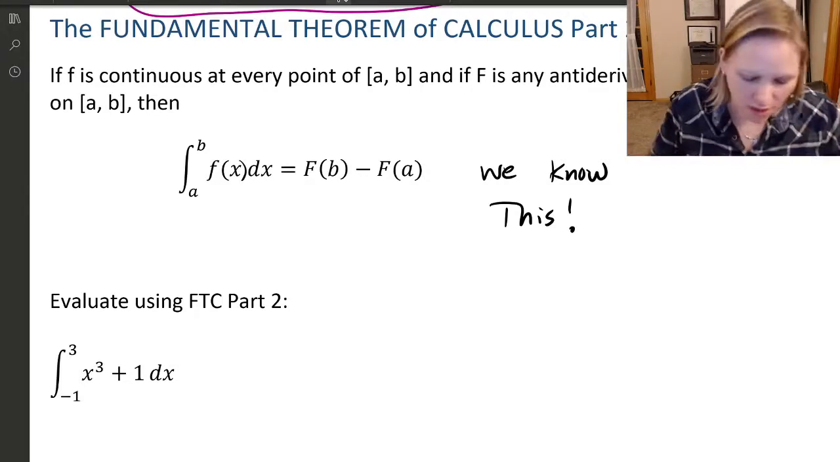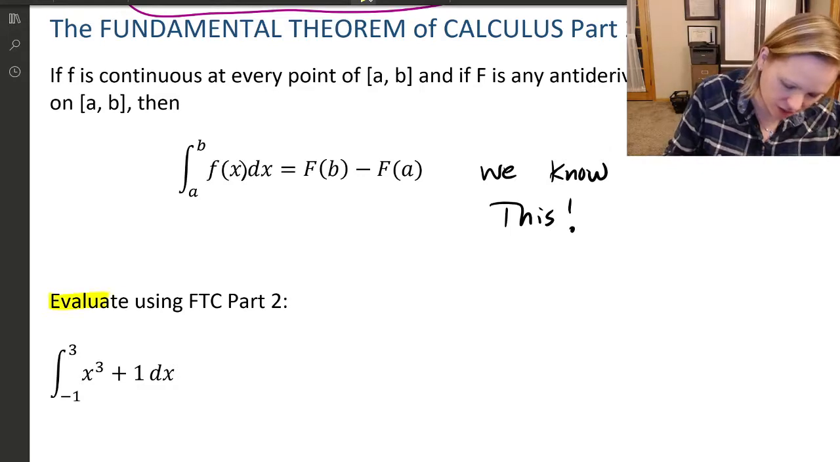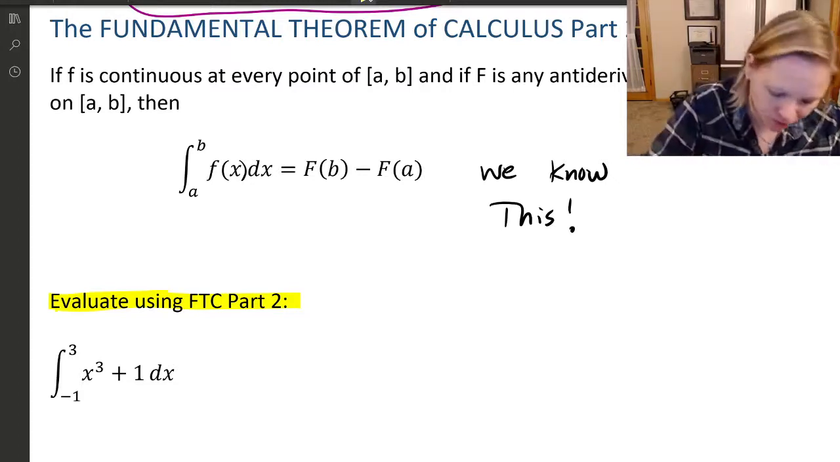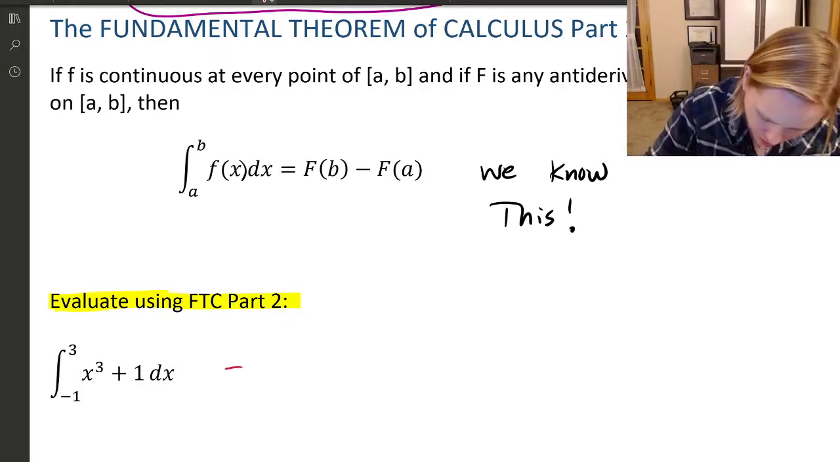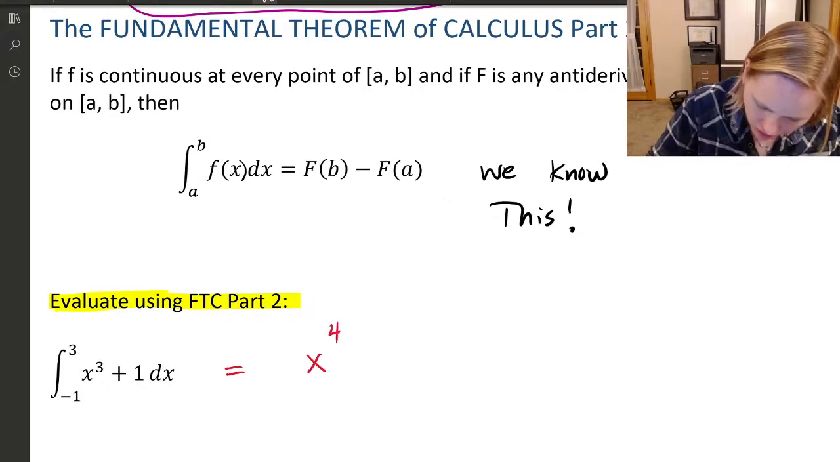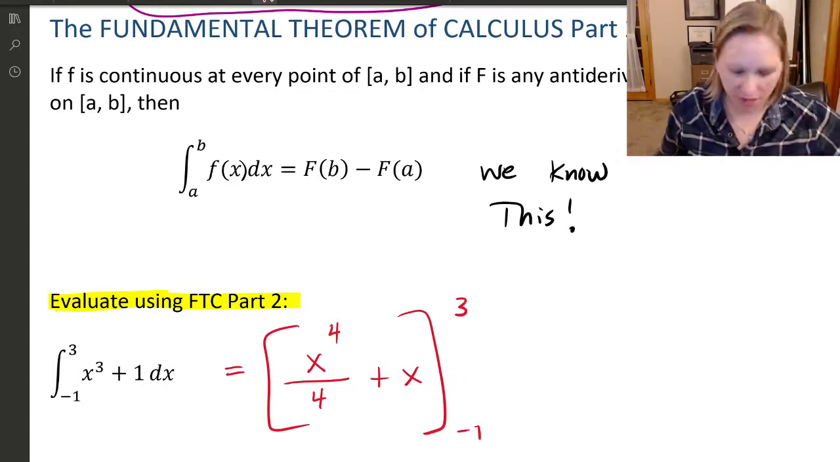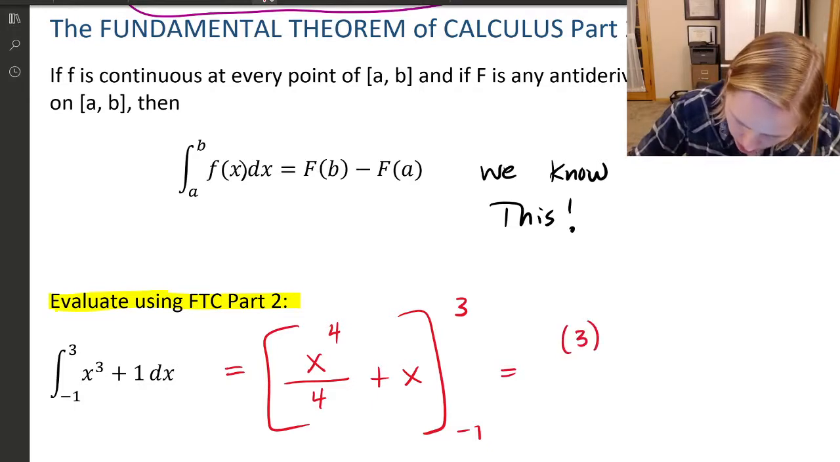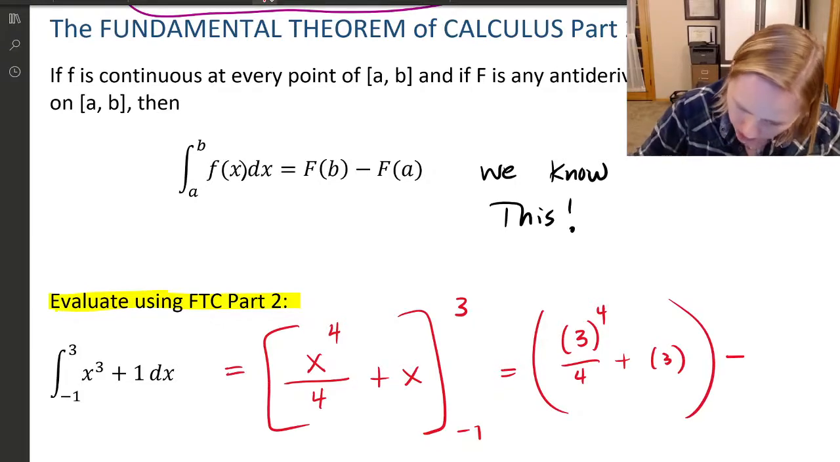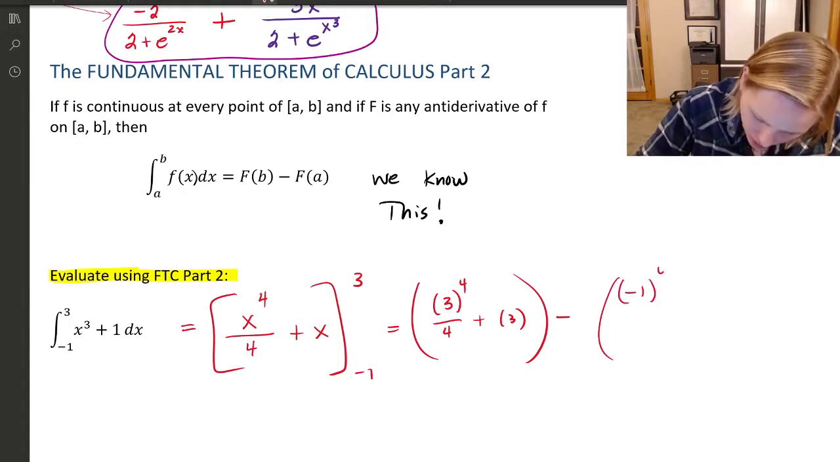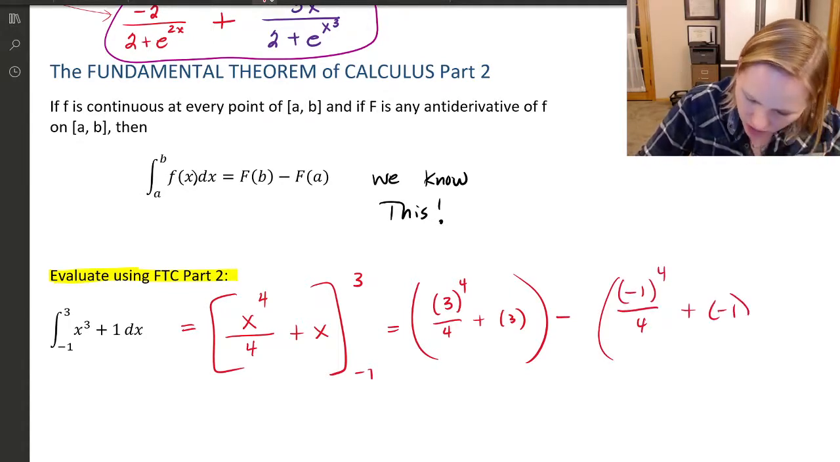And the directions might look like this. So you might see "evaluate using FTC part 2." That's all this means to do. So this is when, in that prior video, we found the antiderivative: x to the 4th over 4 plus x. We changed it to box notation, and then we plug in the numbers and evaluate. So we're going to have 3 to the 4th power over 4 plus 3. So that's when we plug in 3, minus negative 1 to the 4th power over 4 plus negative 1.